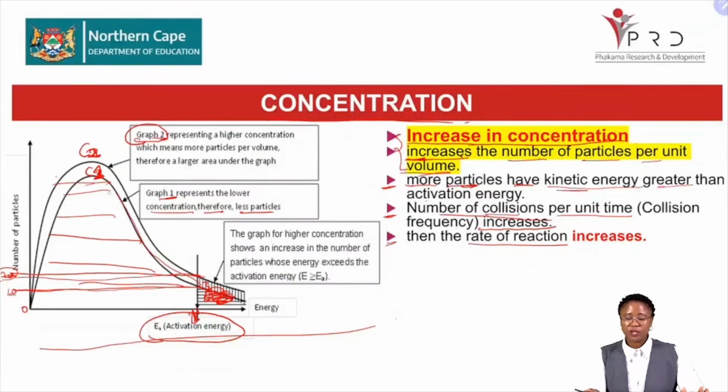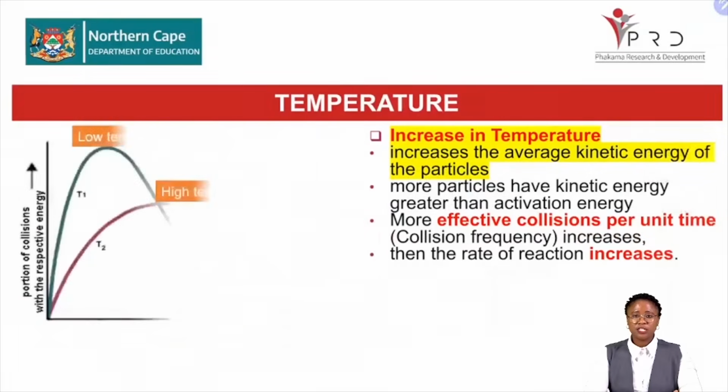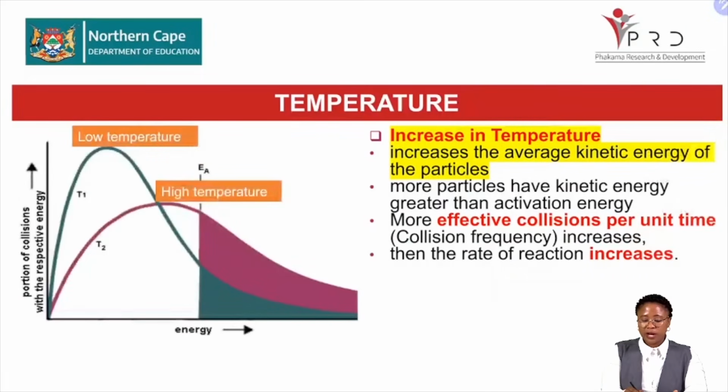All right, let's quickly move on to increasing temperature. What happens when you are increasing temperature? Again, remember we said increasing temperature will increase the rate of reaction. But you need to use the collision theory to explain why increasing temperature affects the rate of the reaction. All right, increasing temperature, what will it do?